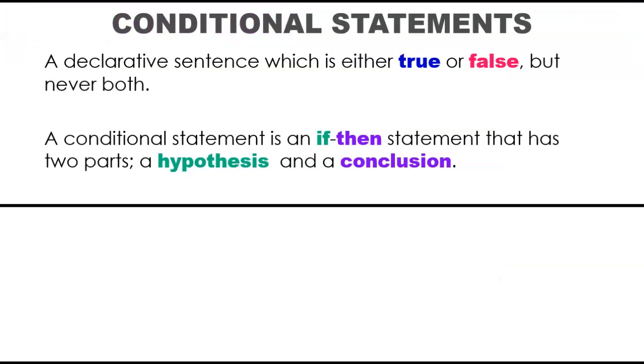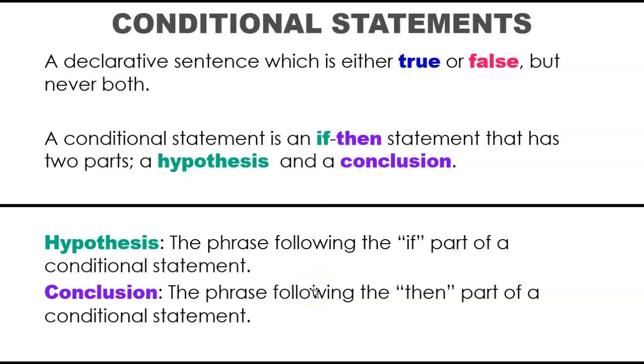So these are declarative statements, okay, which either have a true or false truth value, but never both, okay? So they can either be true or they can be false. These conditional statements are written in an if-then format, and it has two parts, a hypothesis and a conclusion. So the hypothesis is the if part. Okay, it's at the beginning, the if part. And the conclusion is what happens at the end. That is the then part.